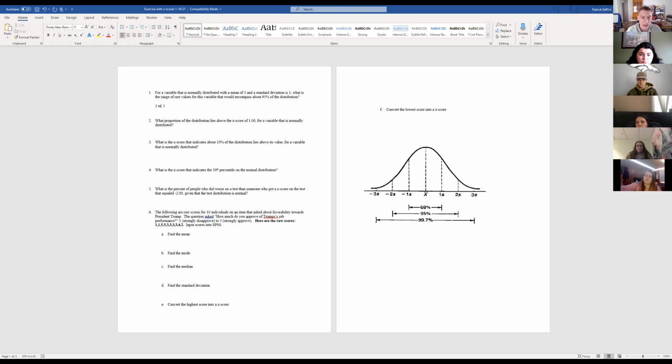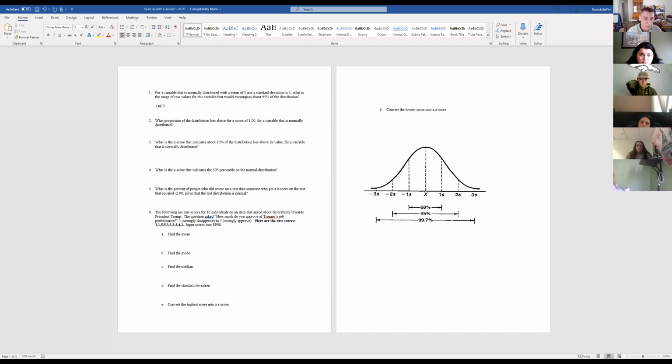Okay. And if you say you want to know what would encompass 68% of the distribution, you only have to go out 1 standard deviation, and so that would just be 2 to 4 that would encompass 68% of the distribution. But I'm asking for 95%, so you're going out 2 standard deviations. All right, and so that's the interval that covers 95% of the distribution.